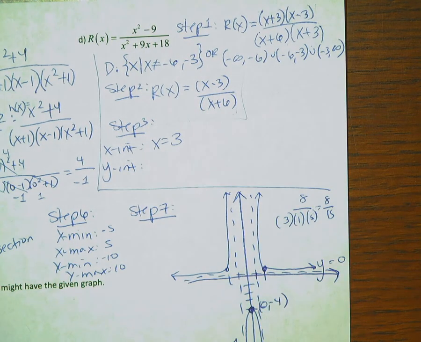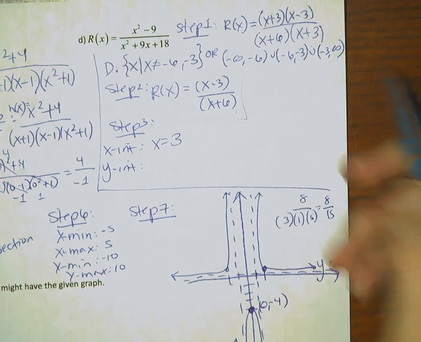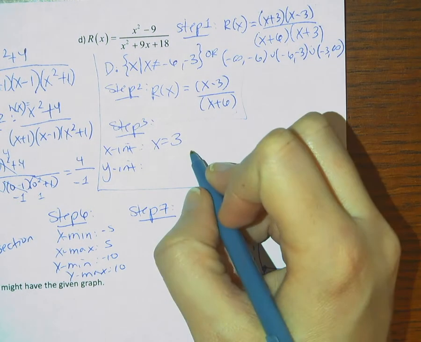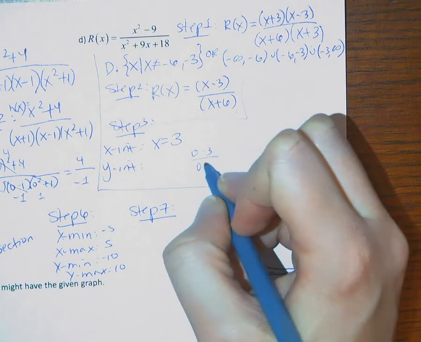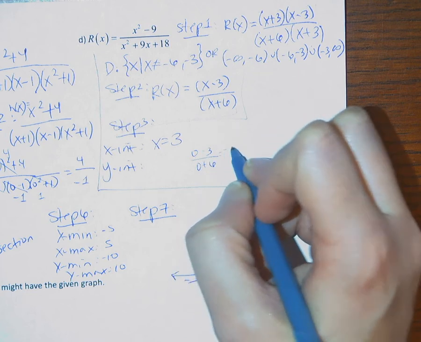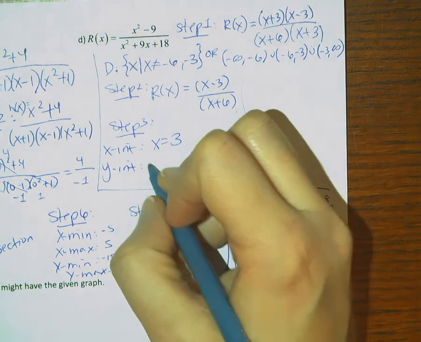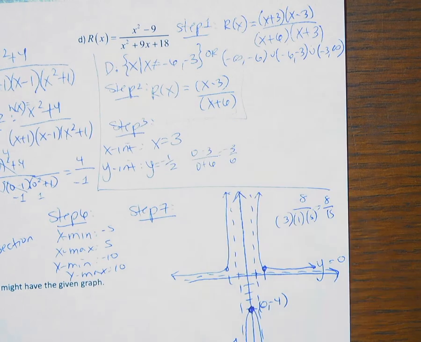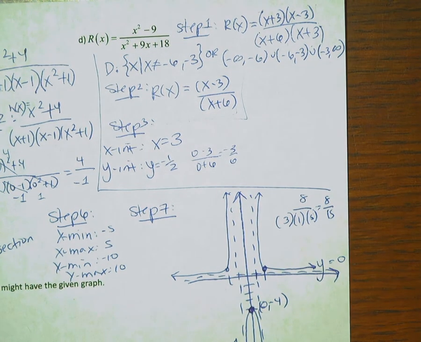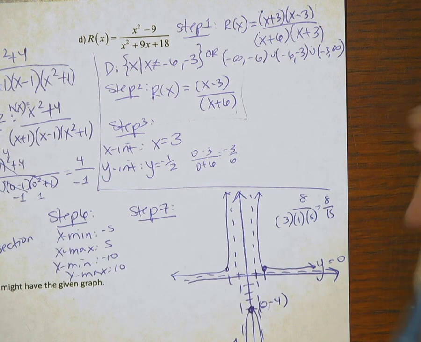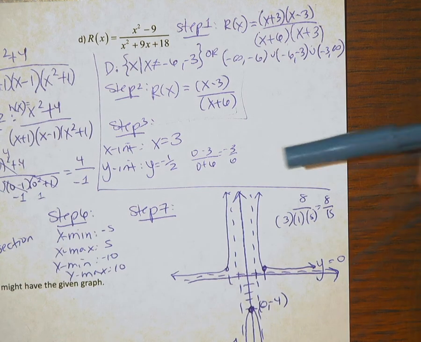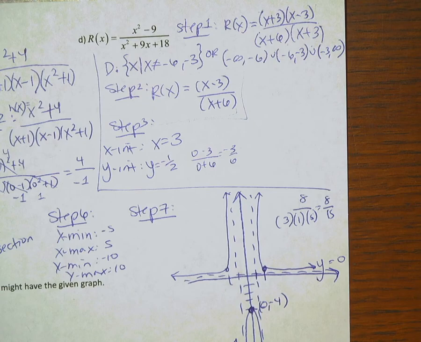Y-intercepts where x equals 0. If we plug in 0 for x, we see 0 minus 3 over 0 plus 6 leaves us with negative 3 over 6, or y equals negative 1/2. So we have a y-intercept at y equals negative 1/2. Okay, takes care of step 3.